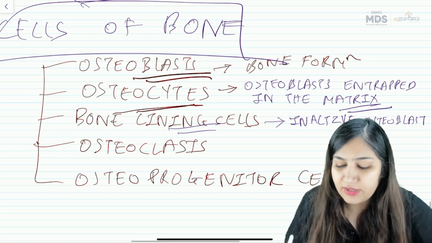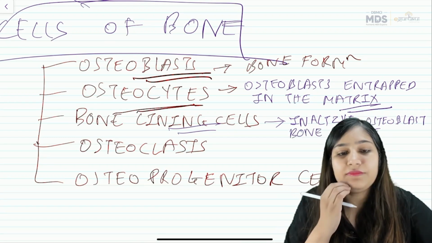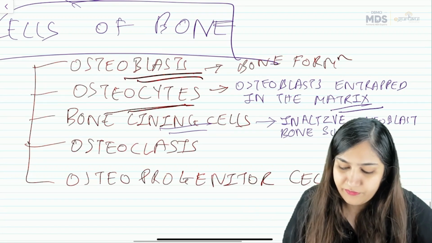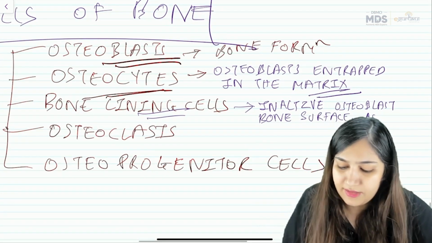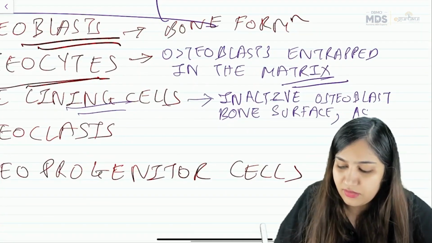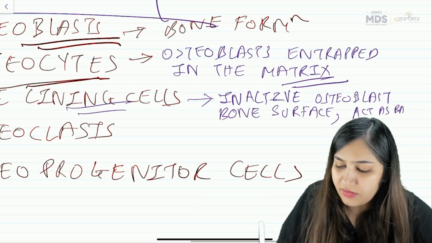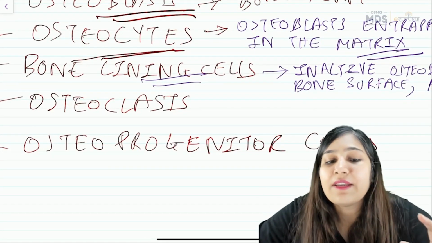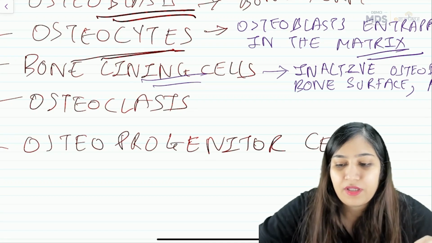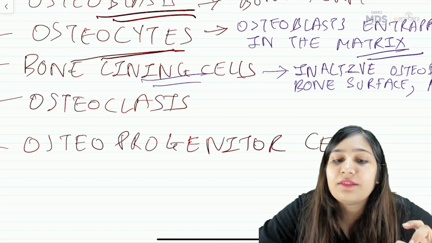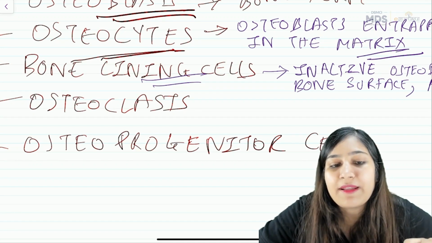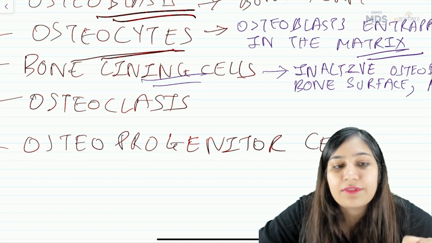They are available on the bone surface and they act as a barrier. Osteoclasts, again, are involved in resorption of bone. They remove the bone tissue by removing its mineralized matrix.